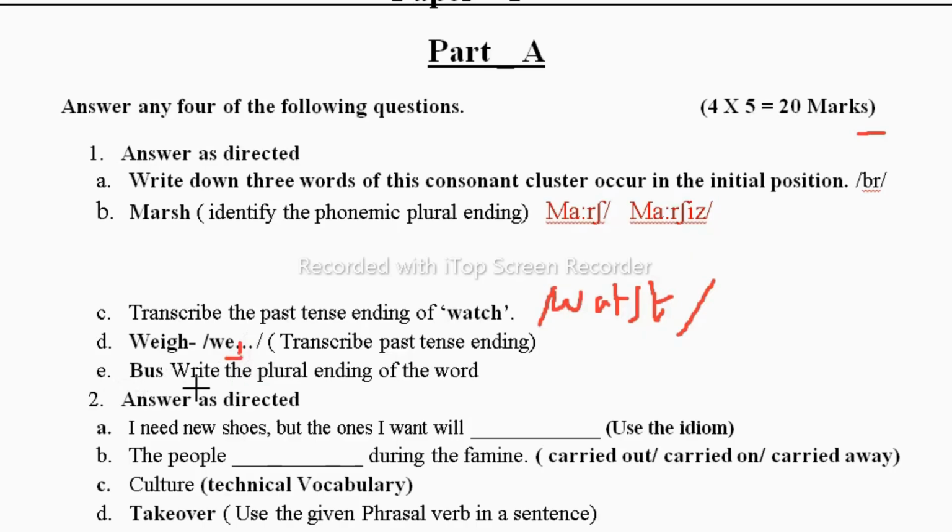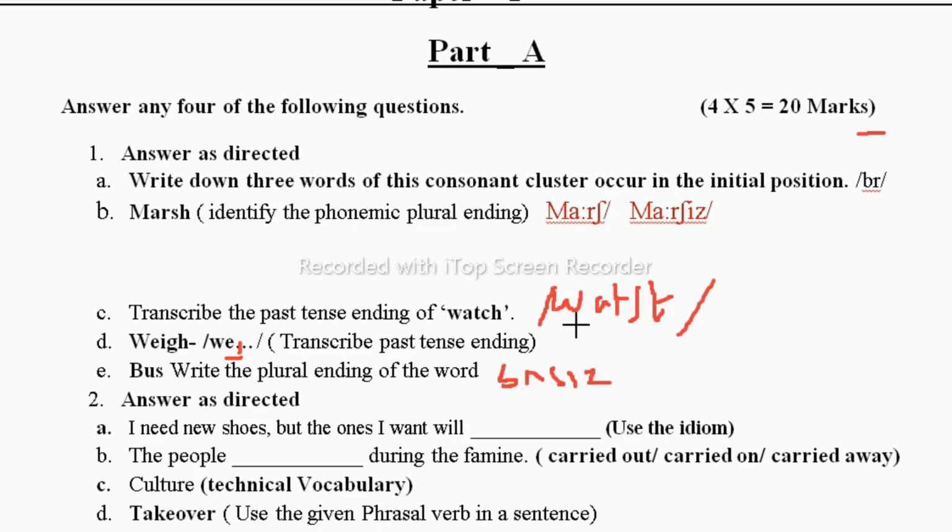Now the next one is "bus". Write the plural ending of the word bus. Again, you need to first write the phonemic symbol of bus. Then you need to add its ending. It's IZ, buses.